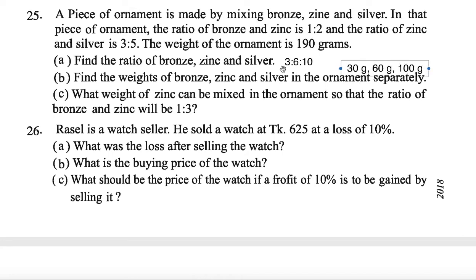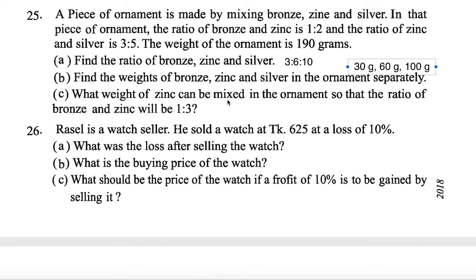This is total 19. So 190 by 19 is the x. 3x, 6x, 10x. Sum them up: 19x equals 190 grams, x is 10 grams. So 3x is 30, 6x is 60, 10x is 100. Bronze, zinc, and silver in this order.